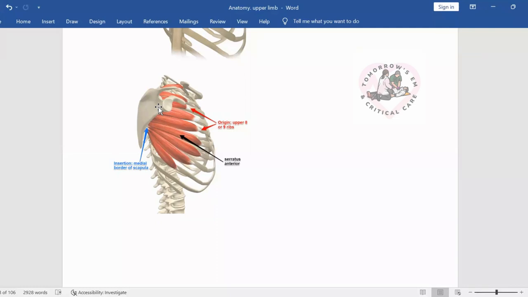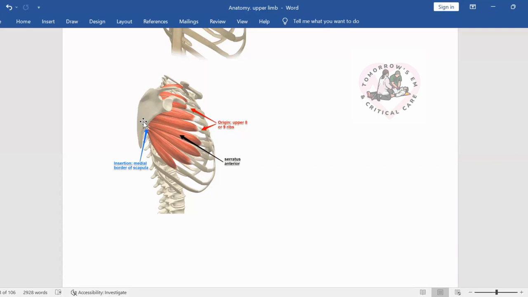That means ribs 1 to 9. Some books read 1 to 9 or 1 to 8. Insertion: the scapula, the middle border of the scapula, or the lower spine of the scapula. Both are correct, but the middle border of the scapula is more correct. What is the function of serratus anterior? It pulls the shoulder forward.